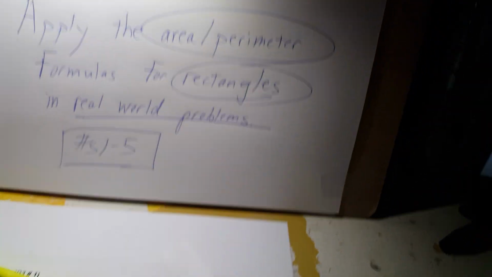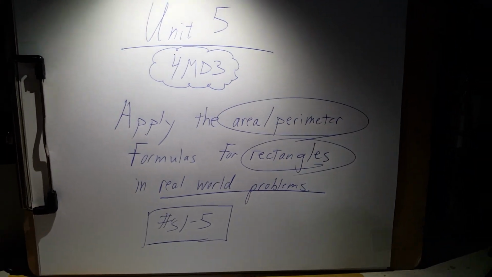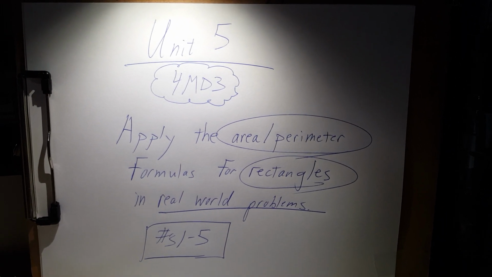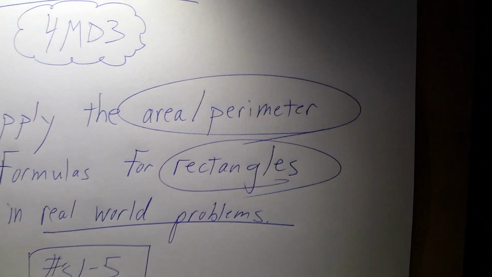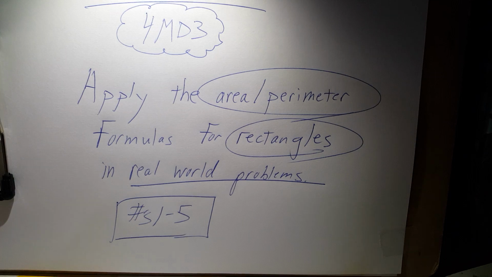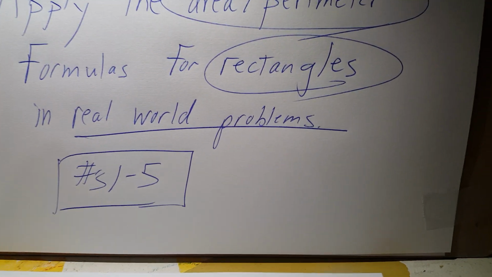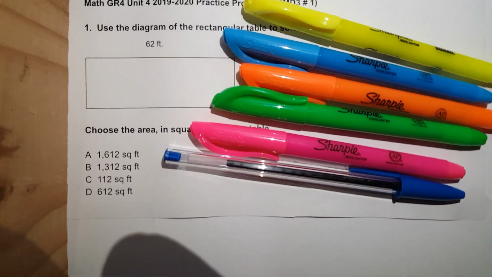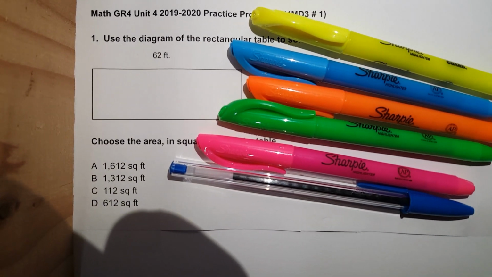And we are on the home stretch. It's the last unit, getting near the end. Unit 5, Standard Form D3. Apply the area and perimeter formulas for rectangles in real world problems. Why? Because if you don't use math in the real world for school, what's the point?